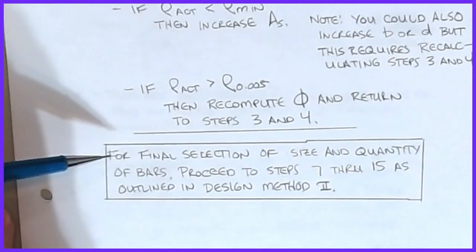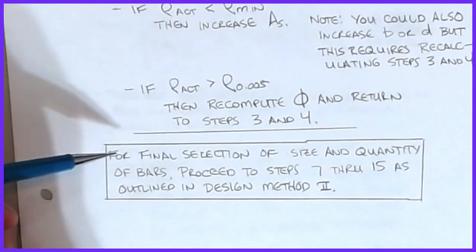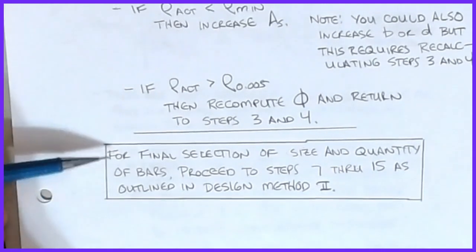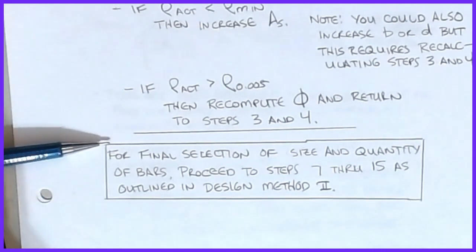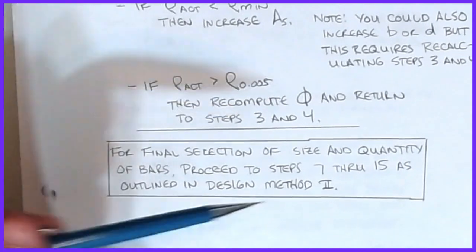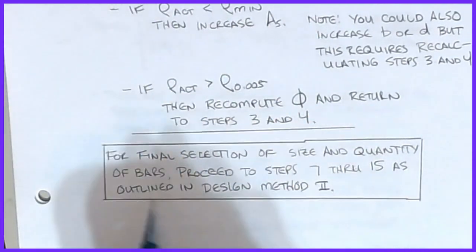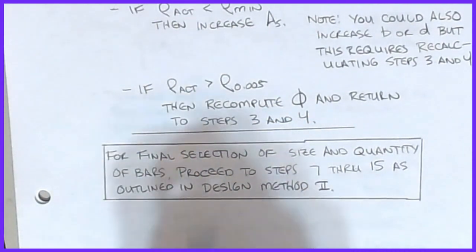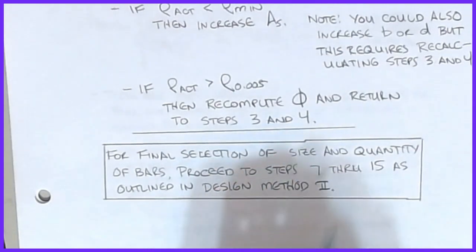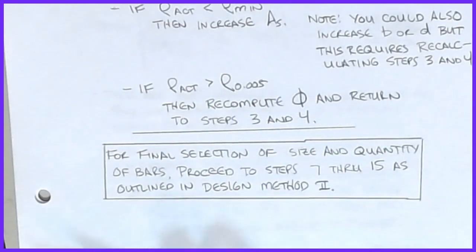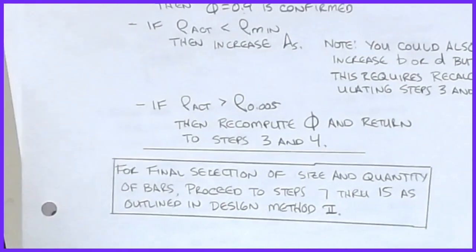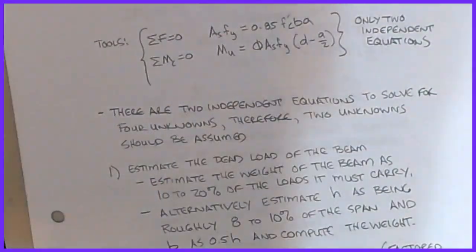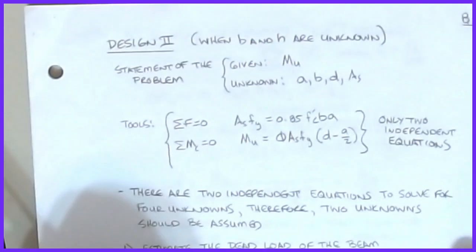Now, for the final selection of the size and quantity of our bars, from here on the methodology for design case number one is going to follow the exact same steps as what I'm going to show you in steps 7 through 15 in design method number two. So I'm going to switch over and do design method two, and when we get to step 7, that set of steps is common to everybody. Okay, once you've made your selections, now we start verifying some things. All right, so let's do design case number two real quick.